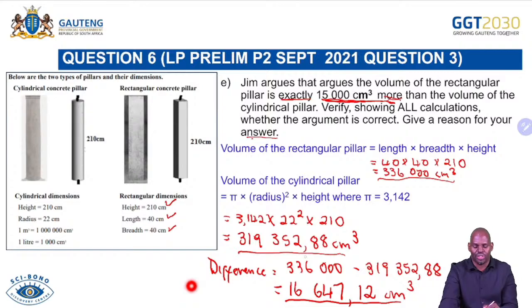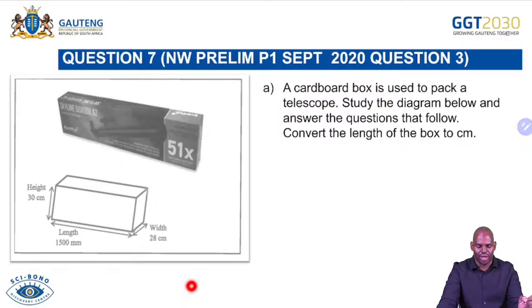These are all the calculations that you had to do. This will actually be level 4, so it's one of those challenging questions. It involves a lot of calculations, and then in the end, you have to substantiate your answer or give a reason, like in this case.